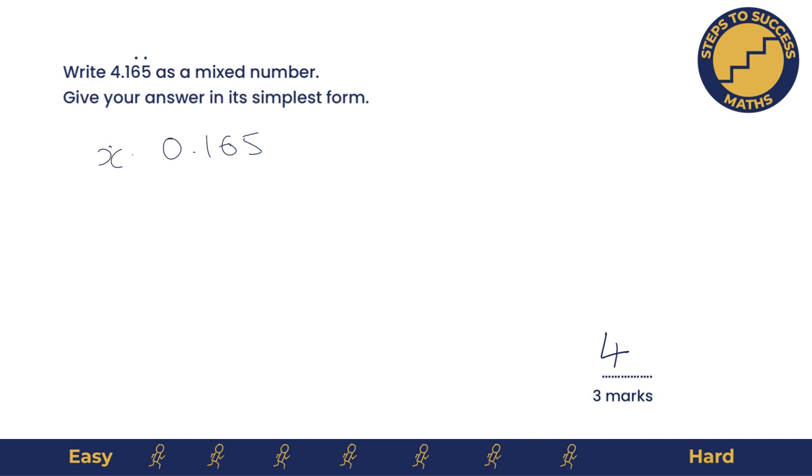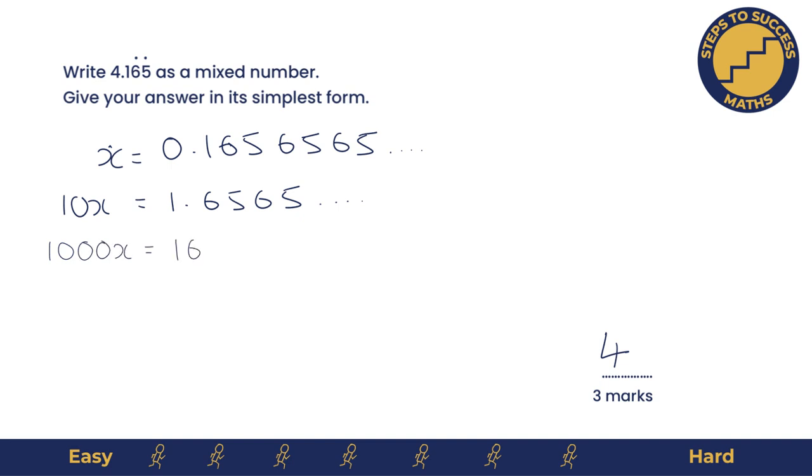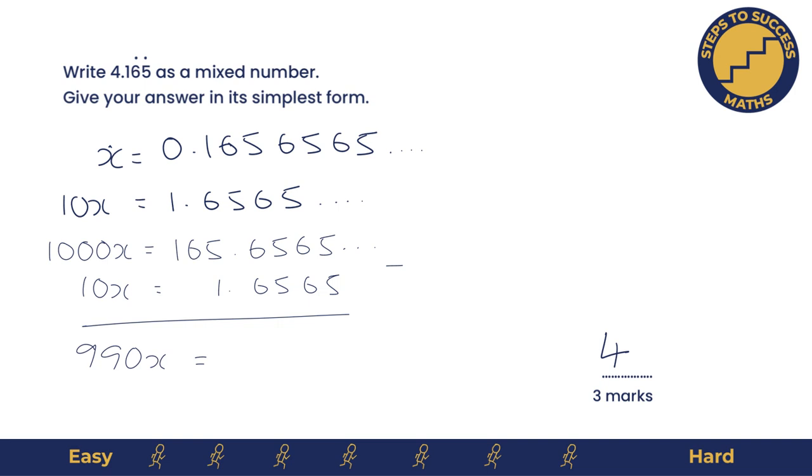So x is equal to 0.165656565. And if I times that by 10, 10x is 1.656565. And the next one, where I just get this repeat of 65 after the decimal point, will be 1000x. So 165.6565. So if I take those away, I've got 1000x take away 10x is 990x. And then 165 point the recurring bit, take away 1 point the recurring bit.